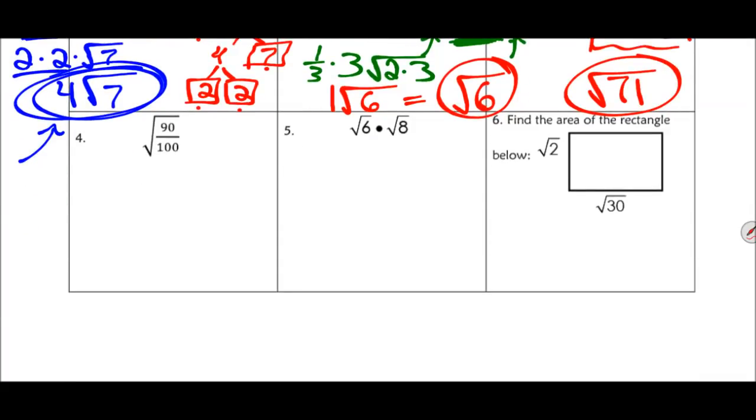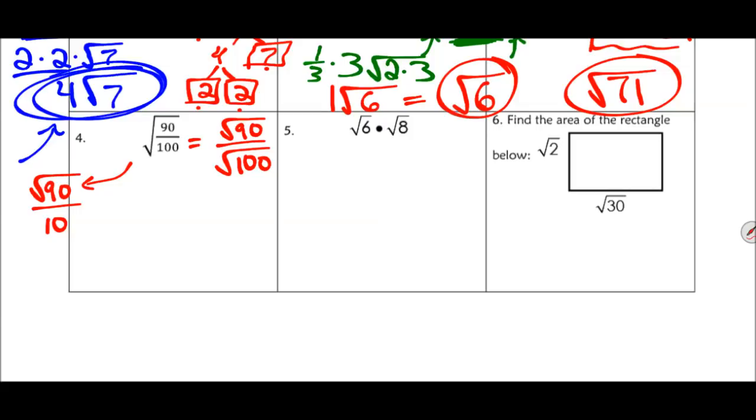All right, number 4, we have a quotient. So we're going to split that into 2 separate square roots. That's really the square root of 90 divided by the square root of 100. The square root of 100 you know right away, or you should. That's just 10. So I'm going to simplify that right away. This is going to become the square root of 90 divided by 10.